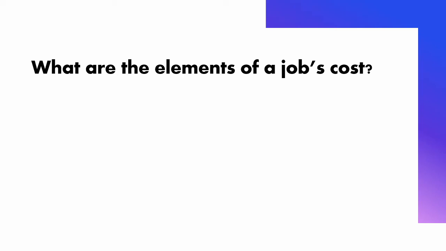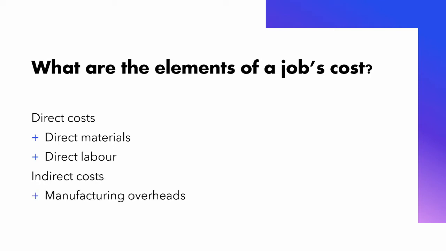What are the elements of a job's cost? As with other production processes, we have two broad cost classifications. First, we have our direct costs, which generally comprise our direct materials and our direct labor. Remember, these direct costs are those costs that can be directly traced to the item we are producing. Next, we have our indirect costs, which comprise our manufacturing overheads. Indirect costs are those costs that cannot be directly traced to the item we are producing. Also remember that we can break down our manufacturing overheads into a fixed and variable element.